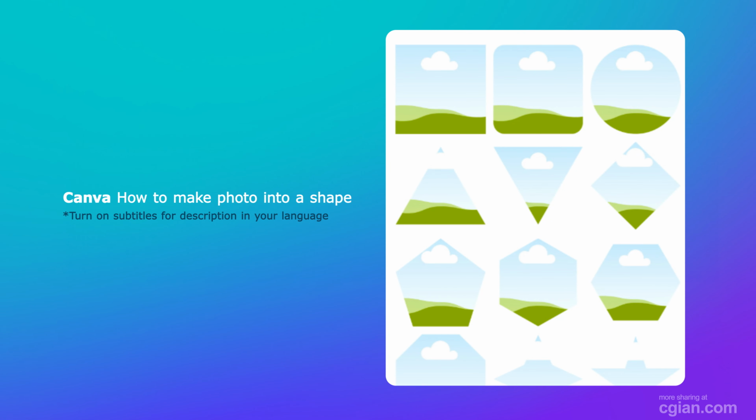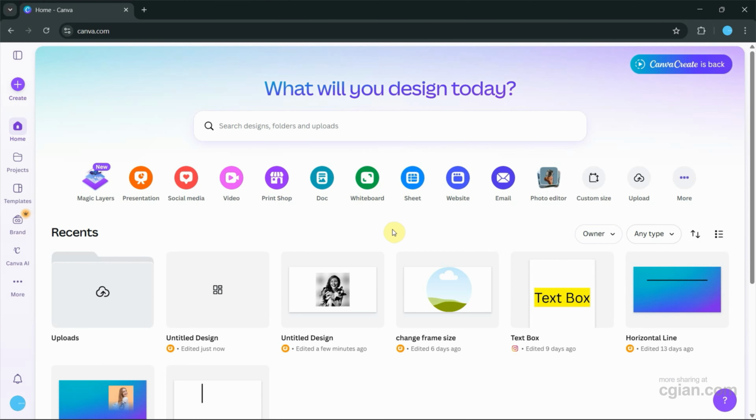Hello, I'm CJ Ian. This is a quick video to show how to make a photo into a shape in Canva. After starting Canva, we can go to choose a template to create a design.